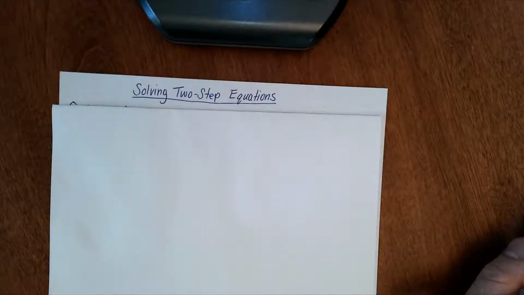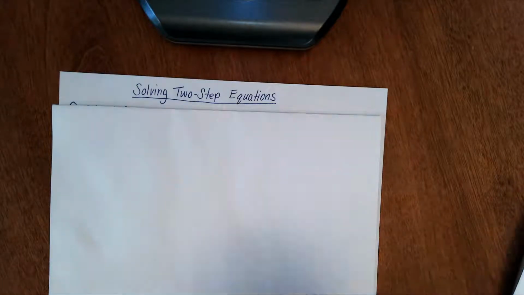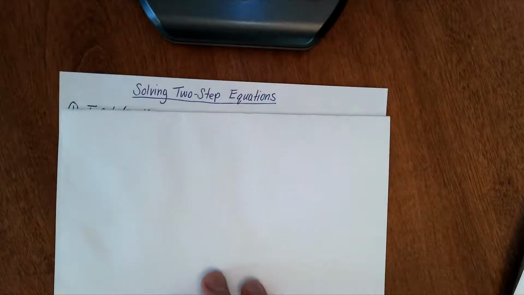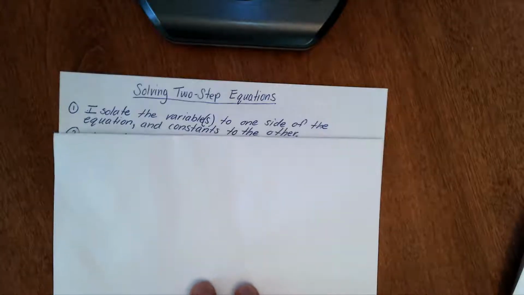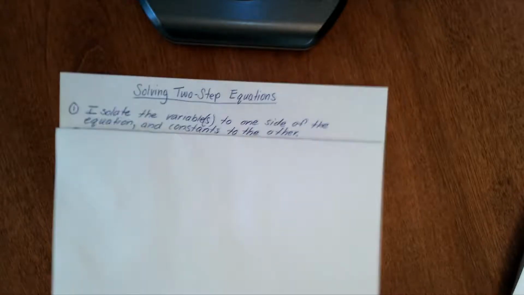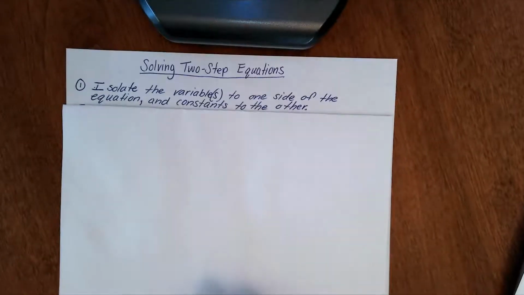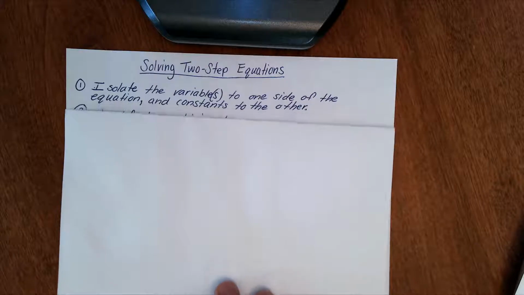In this video, we're going to talk about how to solve two-step equations. We can follow a few steps to help us with every single question. Step one is to isolate the variables to one side of the equation and the constants to the other. So have x, or whatever variable you're using, on one side and the constants on the other.